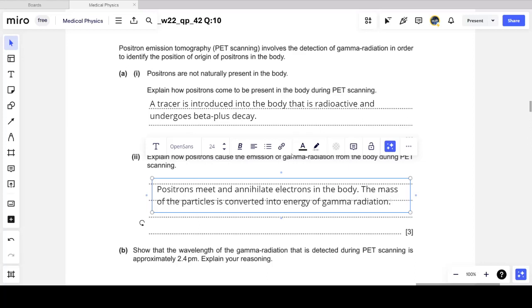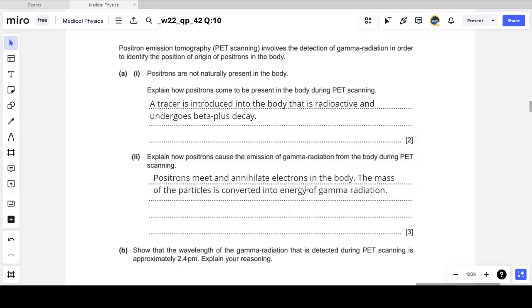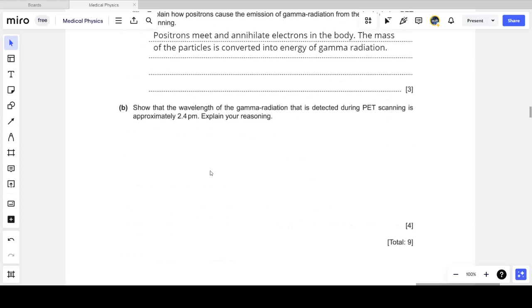So when the positrons meet the electrons, they annihilate each other and their mass is converted to energy, and that energy is given in the form of gamma radiation. So again, not a very long-winded answer, but it does answer the question. That's how positrons will then cause the emission of gamma radiation from the body during PET scanning. It's then those gamma rays that we actually detect and use to make an image of the body.